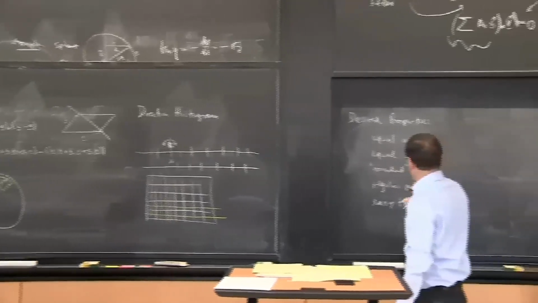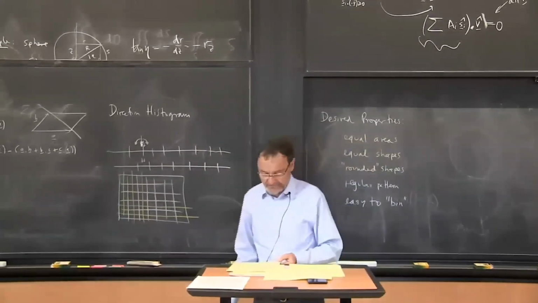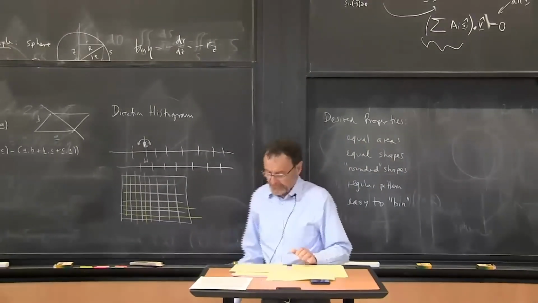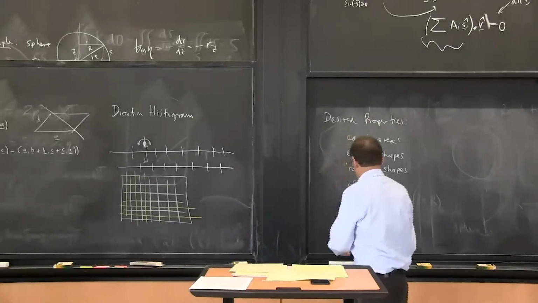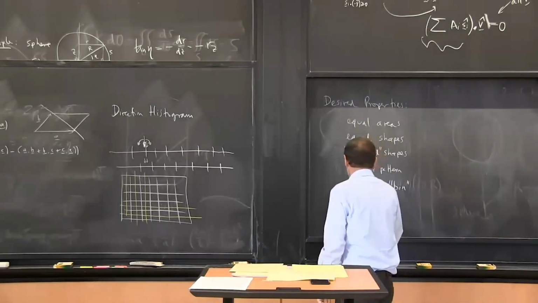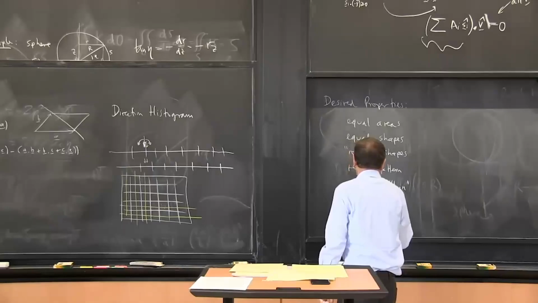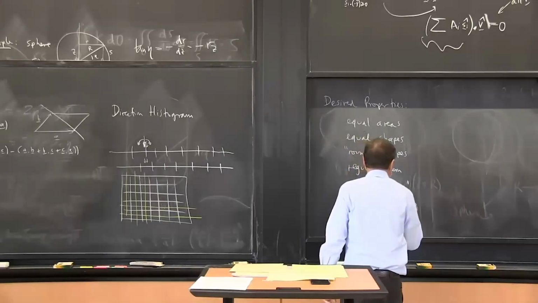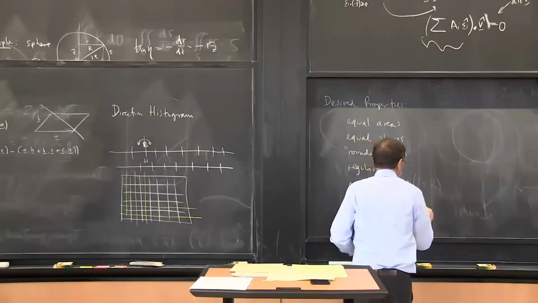Let's see, 1, 2, 3, 4, 5. I thought I had 8. Let's see what else we need. We want to have alignment on rotation. So what's that all about?